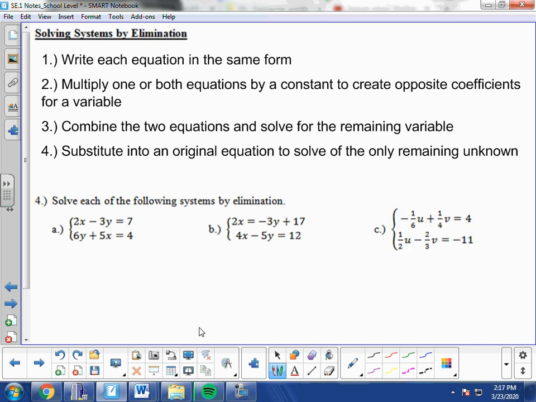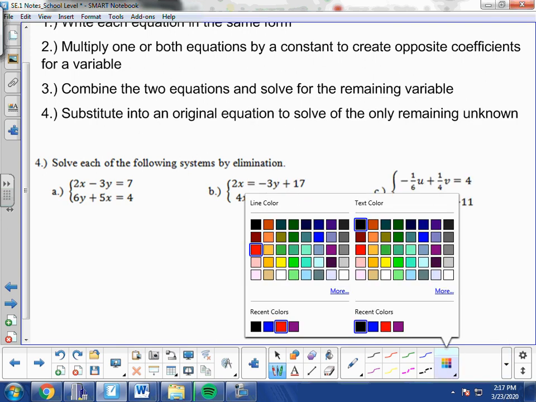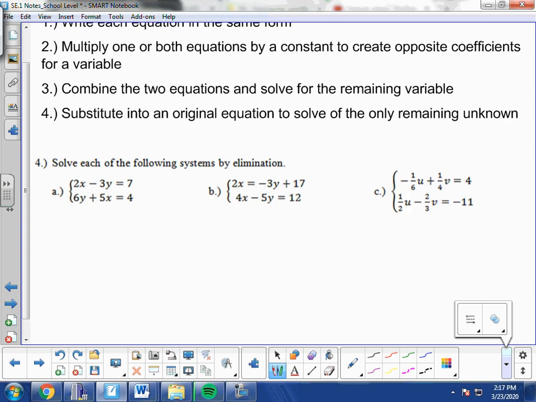So first, it says write each equation in the same form. So notice that in 4a, these are similar looking equations, but they're not in the same order. We want them to be in the same order. So I'm going to rewrite the second equation to match the first. 2x minus 3y equals 7, then 5x plus 6y equals 4. So just reordering the terms.